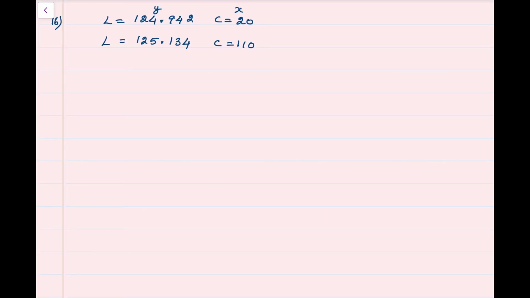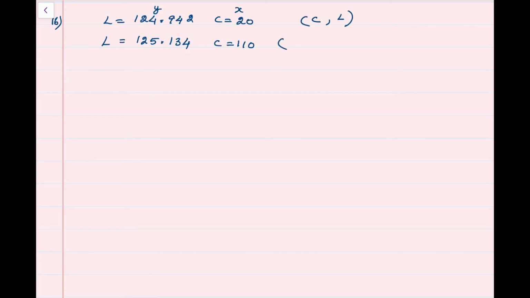Question number 16. The length L in centimeter of a copper rod is a linear function of its Celsius temperature C. In an experiment, L is 124.942 when C is equal to 20 and L is equal to 125.134 when C is equal to 110. Express L in terms of C. We will take L as the y coordinate and C as the x coordinate. We have to express L as a linear function of C.